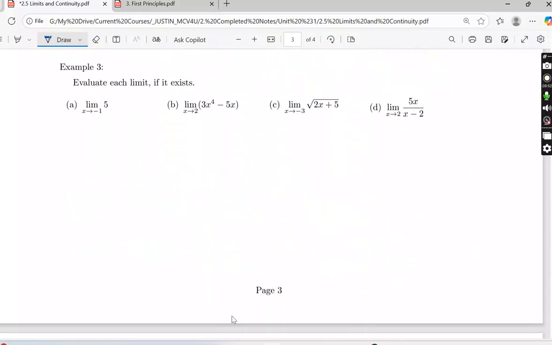Evaluate each limit if it exists. So, the limit as x approaches -1 of just the value 5 is just going to be 5. How do I know that? Well, first off, there's no x, so there's no value I have to replace. But if I think about the graph, 5 just means y equals 5. So it's a straight horizontal line that goes all the way across. At x equals -1, approaching from the left and the right, it's going to be 5.